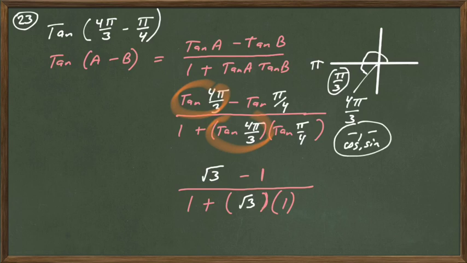Tangent is sine over cosine. What's a negative over negative? So I leave it as positive. So what do I have? I have radical 3 minus 1 over 1 plus radical 3. Looking at the previous answers, I'm going to assume they might leave it like this. The only thing we might do is rationalize it.